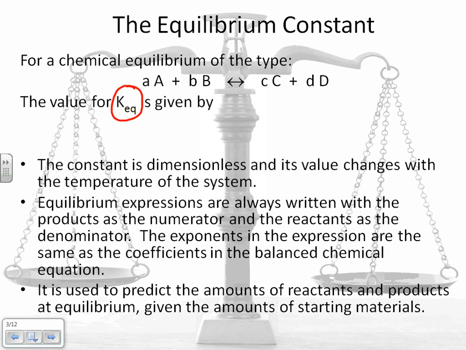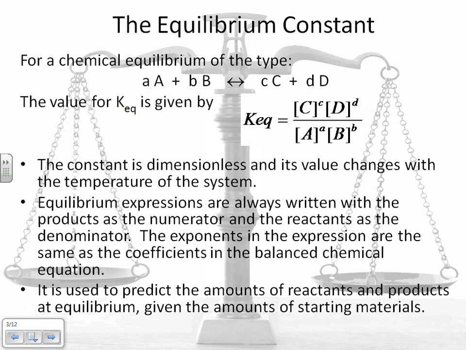If I'm given a chemical reaction, A plus B equals C plus D, where my lowercase letters are the coefficients in the balanced chemical equation, then my value for KEQ looks like this. It's always products divided by reactants, so you can see my C and D are at the top, and my A and B are at the bottom. You need the concentrations of your reactants and products plugged in, and you use your coefficients as exponents.